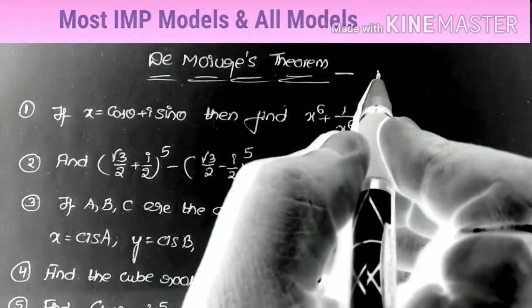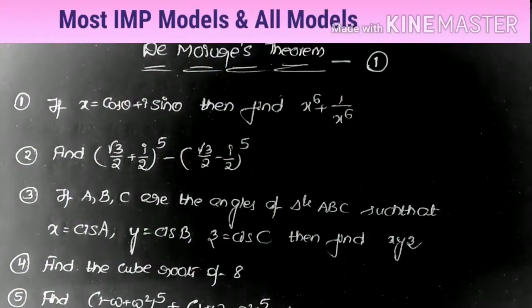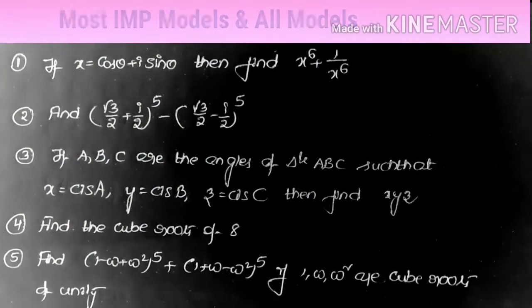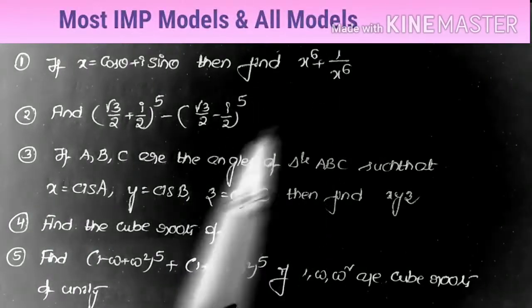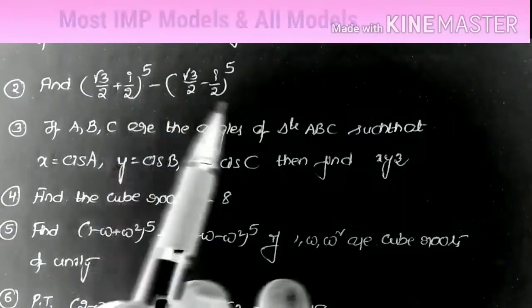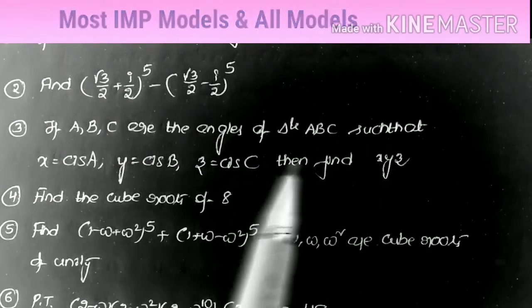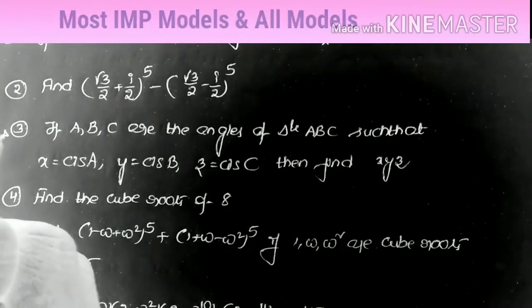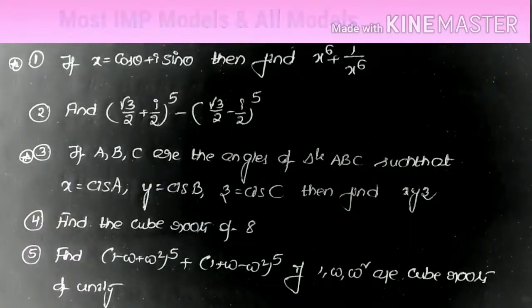Now the second chapter, De Moivre's theorem, and 1 or 2 marks problems come in the public examination from this chapter. So the first problem: if x is equal to cos theta plus i sin theta, then find this value and find the value of the given expression. And if A, B, C are the angles of a triangle, then find x by z. This is the most important 2 marks problem, and this is also a most important 2 marks problem.